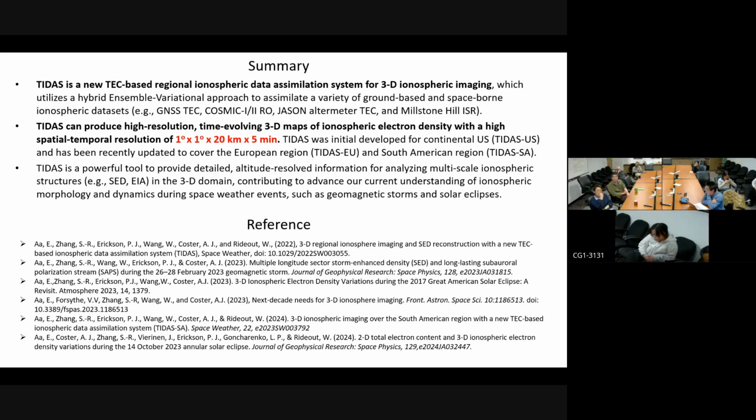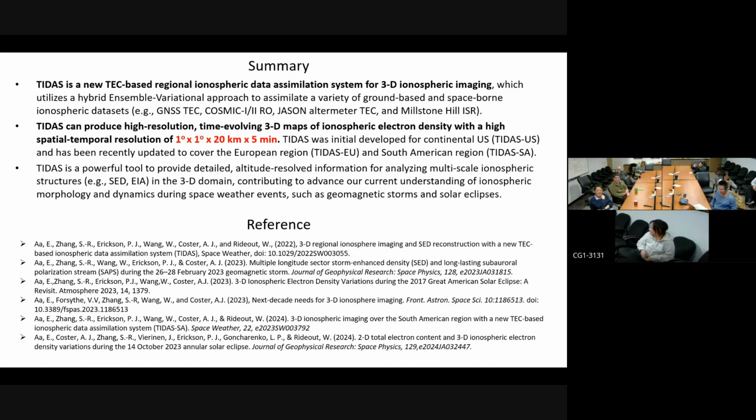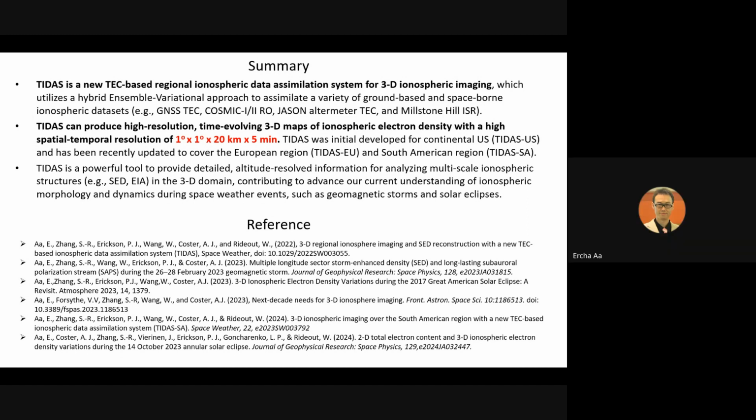Okay, Chen, please. I have another question. Why did you pick NE Quick, not the IRI model? Yes, because it's quick. Okay. So from your data assimilation system, what are the outputs? Do you have other outputs than density? Yeah, we have density, NmF2 and HmF2. So basically it's density information.